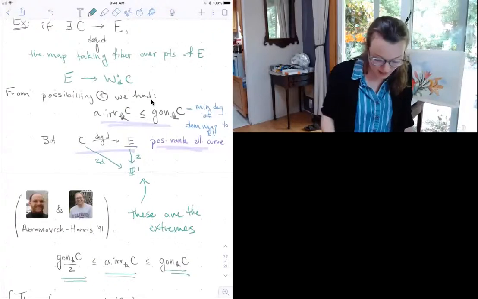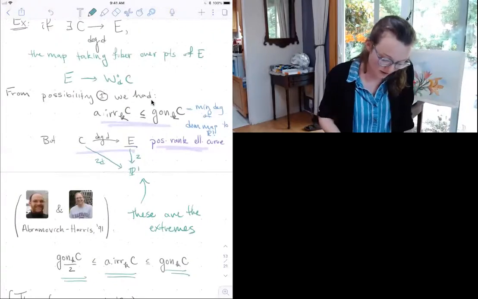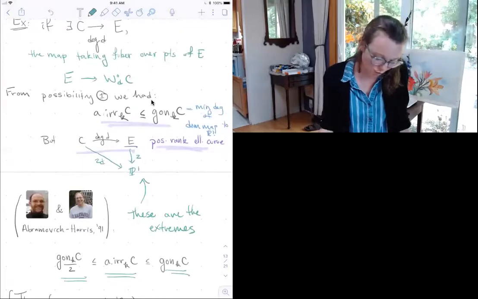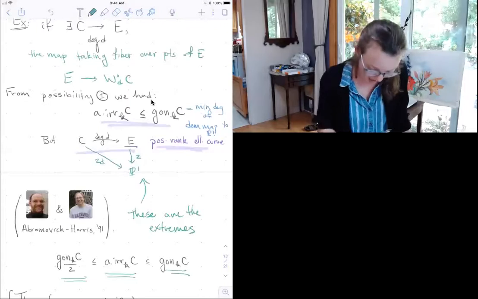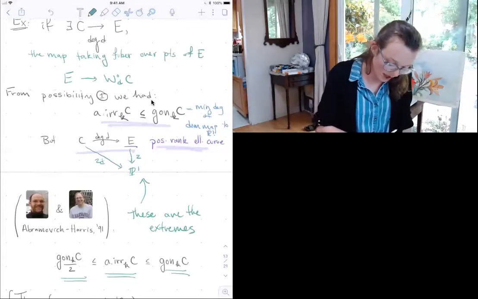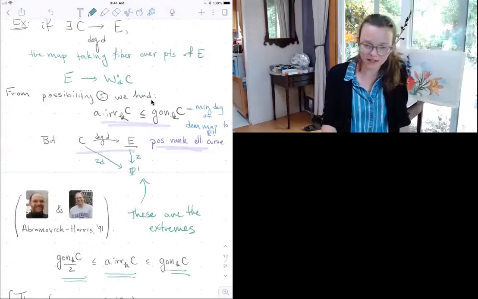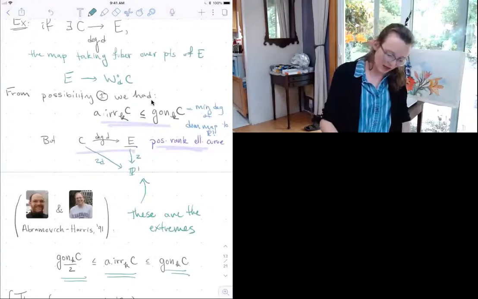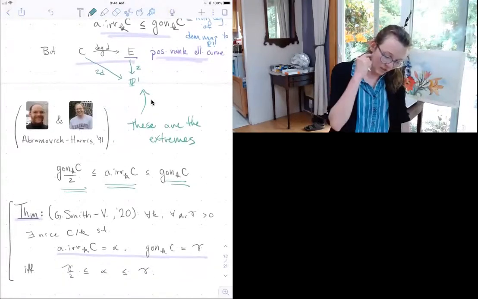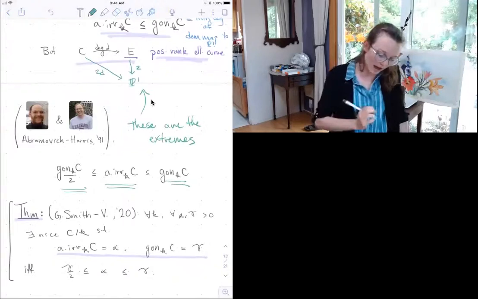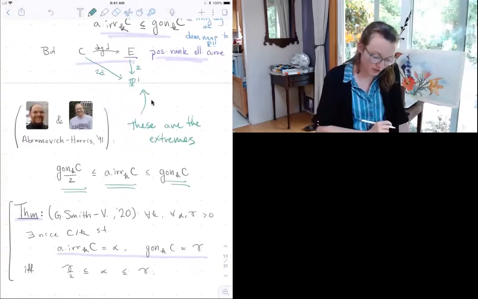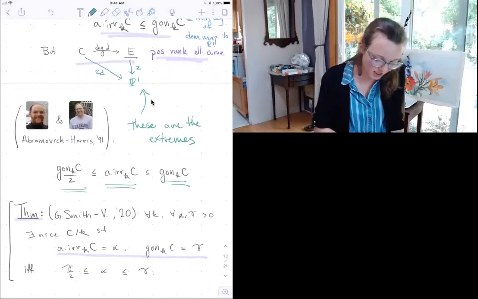But a priori, it wasn't clear whether or not every single thing in this range was achievable. It was known by their work from the 90s that this was the landscape, but it wasn't clear that everything was actually achieved. So that was the first thing that Jeff and I proved that I want to tell you about. So this is joint work with Jeff Smith, just got published this year.